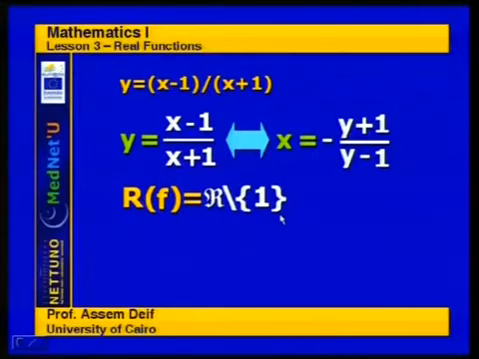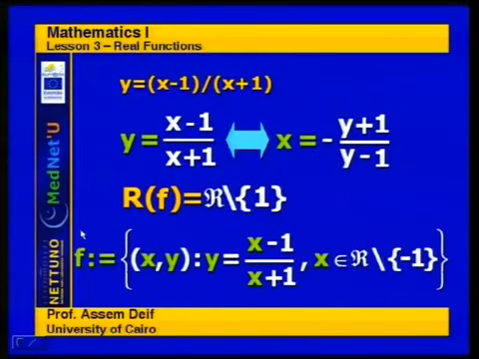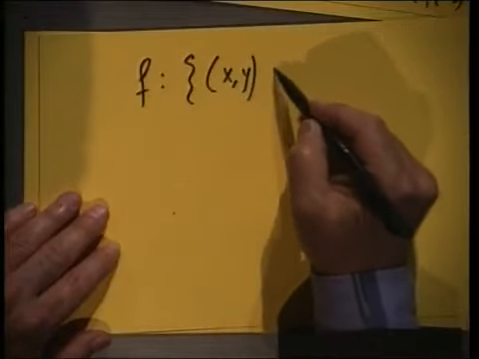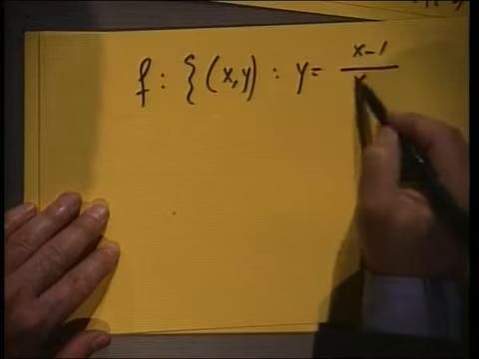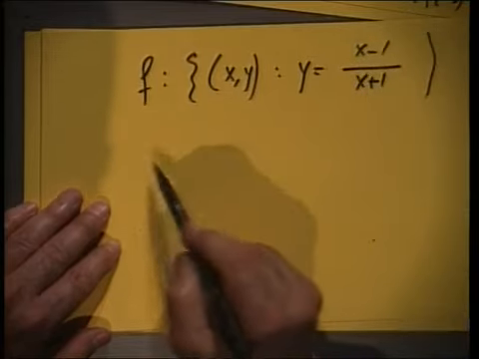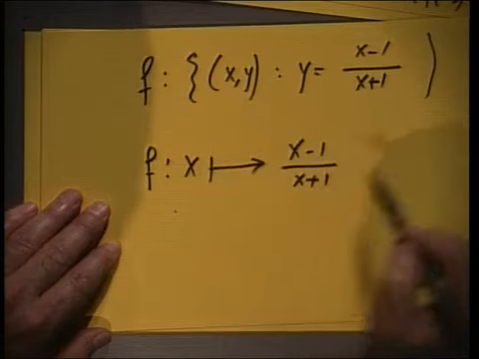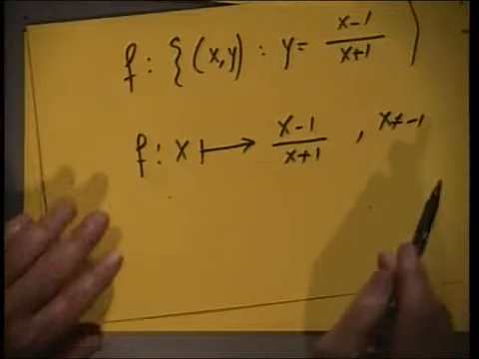Therefore, the range of the function is what? It is R with the exception of 1. And then you write down your function. There are different ways actually of writing functions. You can write it as the set of ordered pairs (x, y), such that y is equal to (x minus 1) divided by (x plus 1). Or you can write f, which brings every x into (x minus 1) divided by (x plus 1). Of course, you may write x not equal to minus 1, but you need not do so, because it's understood implicitly that it's not permitted to use x equal to minus 1.